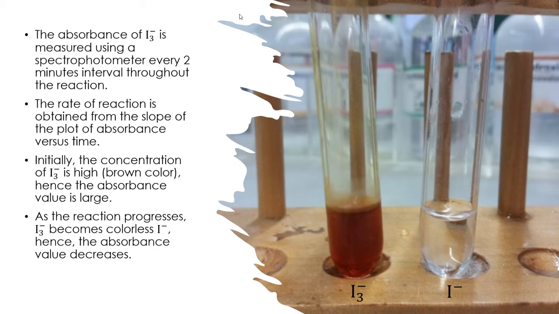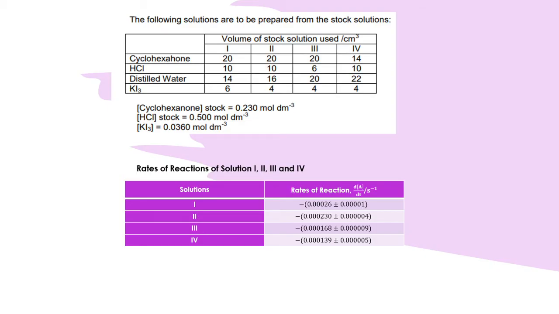Okay, the absorbance of I3 minus is measured using a spectrophotometer every 2 minutes. The rate of reaction is obtained from the slope of the plot of absorbance versus time. Initially the concentration of I3 minus is high, hence you can expect the absorbance to be large, and as it progresses it becomes colorless, so you can expect that the reaction has already completed. Okay, so what next? I show you this again to remind you what's going on.